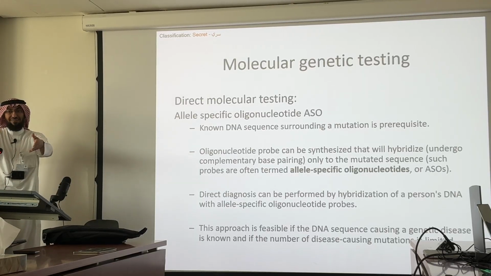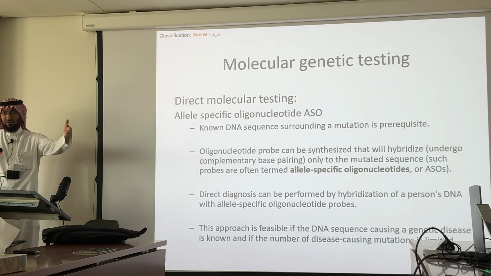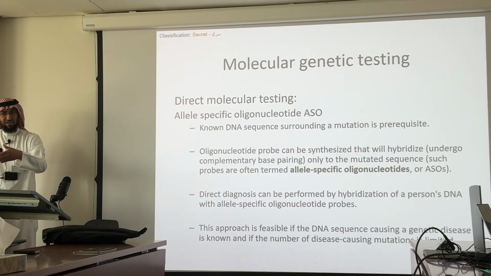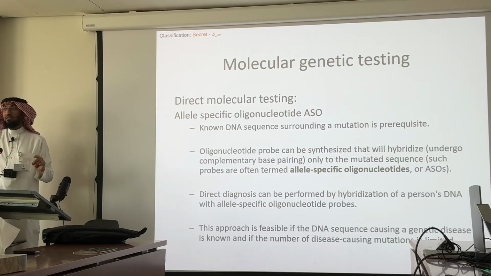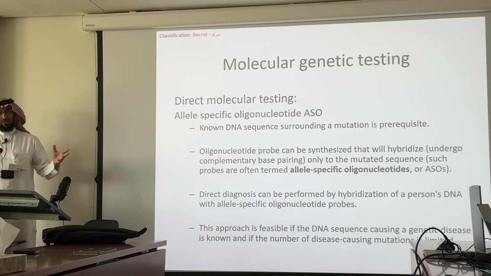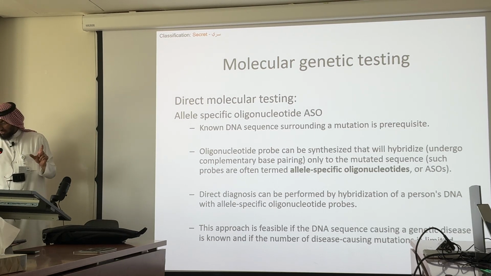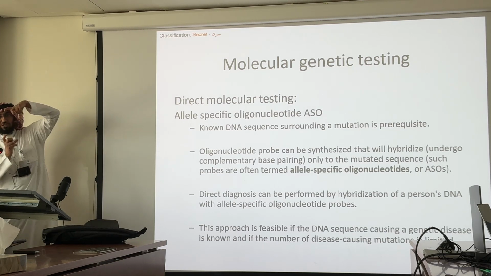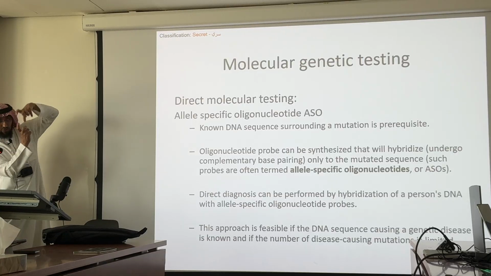Like sickle cell. Remember, glutamate to valine at position 6, there is no other. Sickle cell, this is the mutation for sickle cell. We don't need to read these letters every time. We can do direct, but without sequencing. And this is it. The idea is to manufacture an oligonucleotide specific to this mutation.